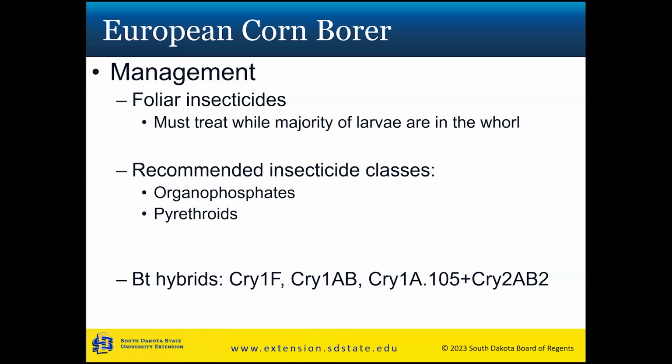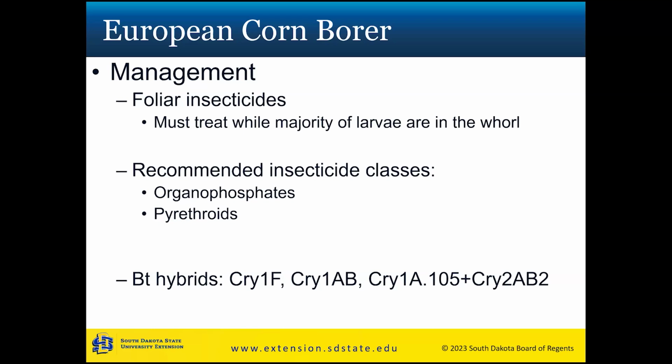Now, for foliar insecticides, the big thing is you have to treat the majority of larvae either when they're on the leaf still or as they go into the whorl in the field. And the insecticide classes that are recommended, as you can see, are organophosphates and pyrethroids. And then I list here some BT hybrids. Cry1F is probably the most widely used, and then Cry1AB, and then we have our other combination.